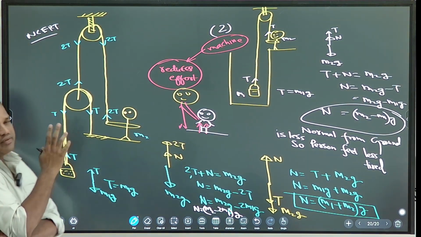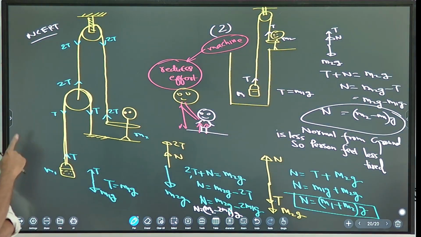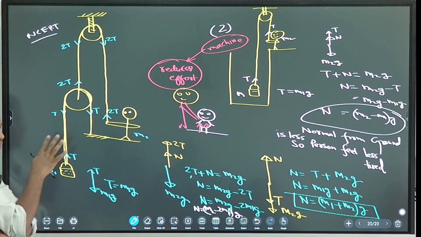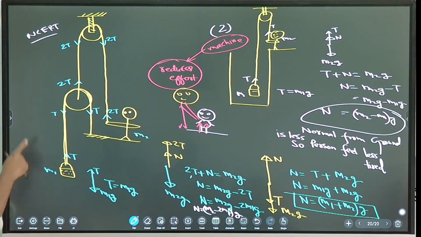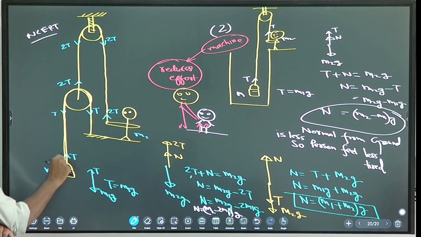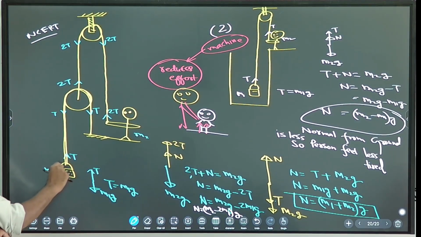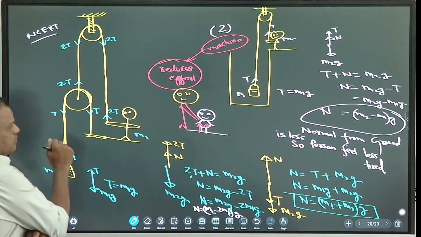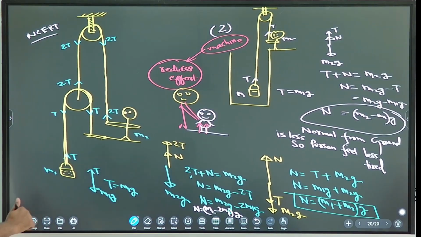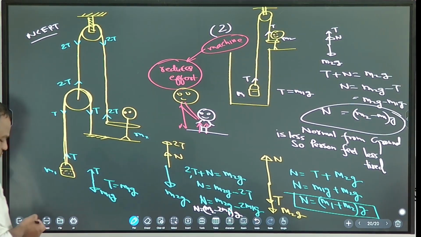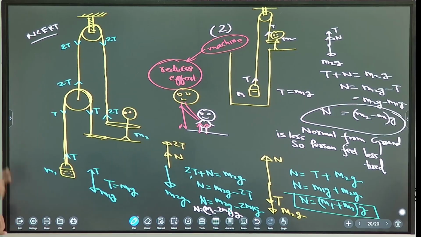So which law is applicable here? Newton's first law or second law? First law. Is there any acceleration? No. It is going slowly. Slow movement means acceleration zero. Forces are balanced or unbalanced? Balanced. So today we have discussed two blocks, three blocks, string, normal, pulley.